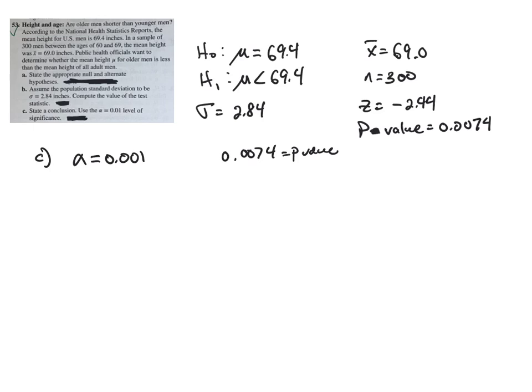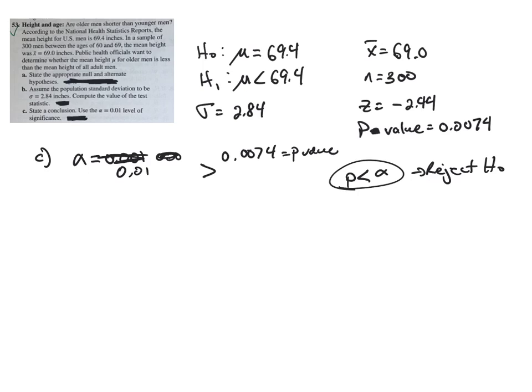Oh no, there's too many zeros in that alpha. Alpha is 0.01. Alpha is greater than p, so p is less than alpha. If the p is less than alpha, we reject the null hypothesis. It's not reasonable to assume that these older men still have the same average height.